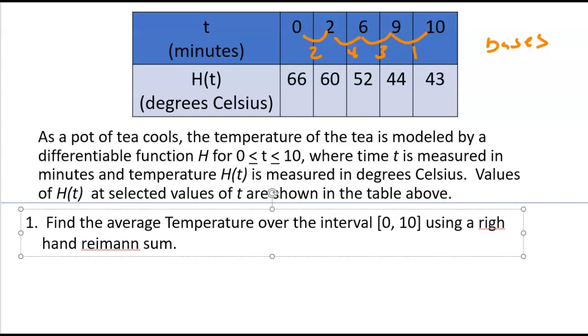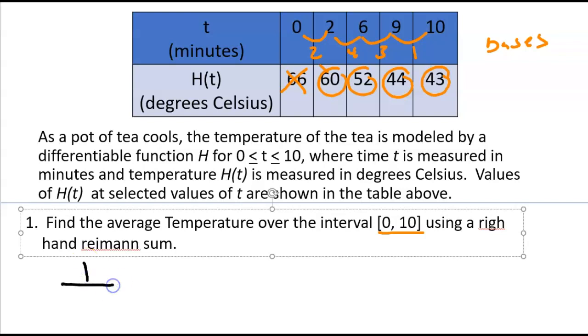And I'm doing a right-handed sum, so that means I'm going to start on the right, and I'm not going to use that. And I am going from 0 to 10. I'm using the whole table this time because it tells me to do that. Okay, so we do base times height. Well, I'm getting a little bit ahead of myself here. Let me back up a minute. We'll come back to that.